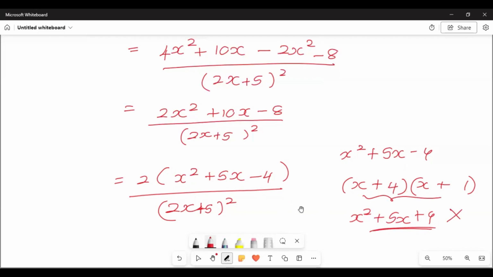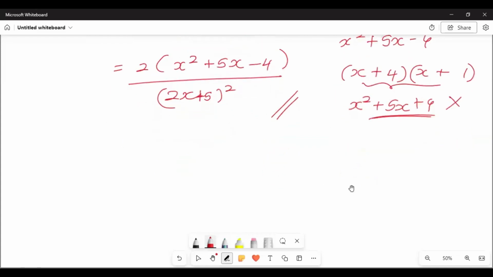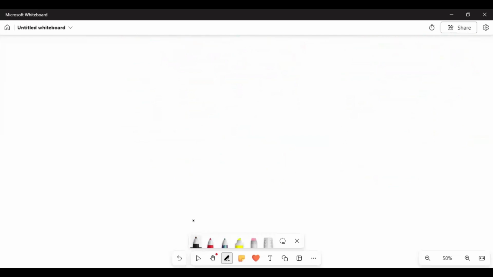So let's simply keep it like this. So this answer is also acceptable. Okay, so now let's move on to product rule questions.